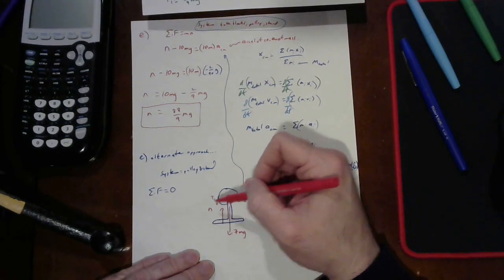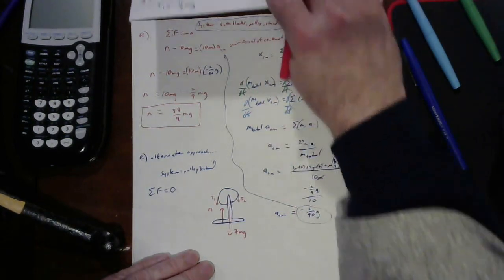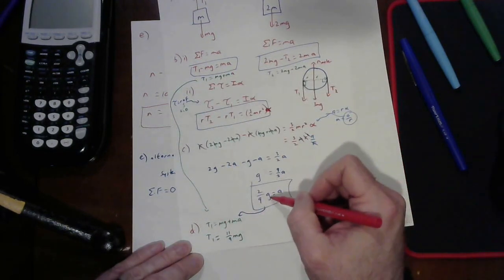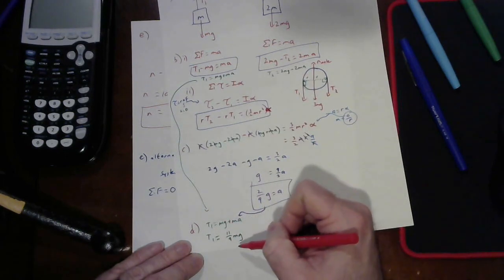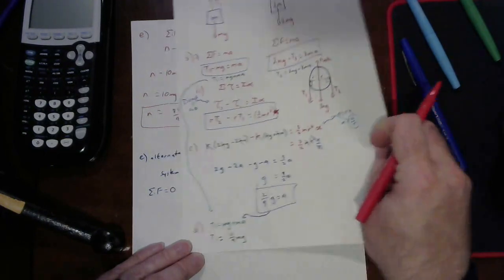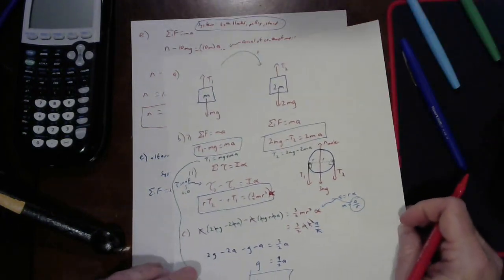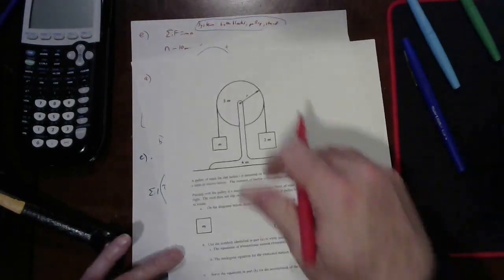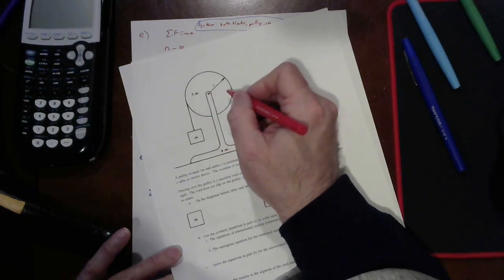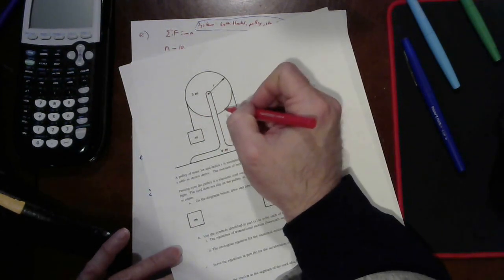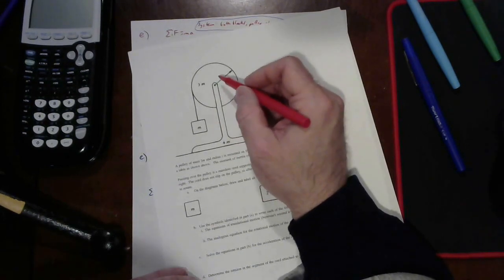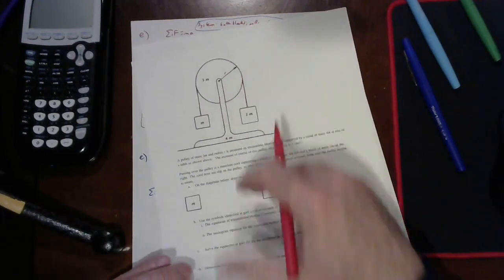Now, T1 we solved for before. We had our expression for T1, and we substituted our acceleration in and got that. T2 we can solve the same way. Are T1 and T2 going to be the same? No, they won't be, because if those two tensions were the same, acting at the same radius from the axis, the two torques would be the same, and this thing wouldn't accelerate. So these tensions have to be different for this to accelerate.